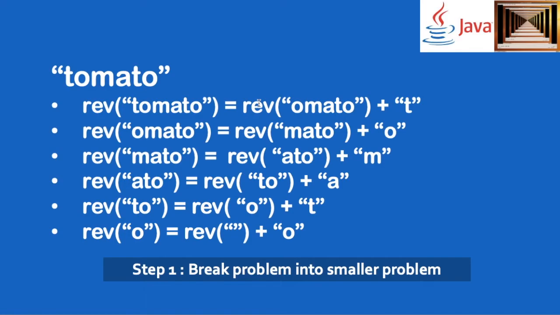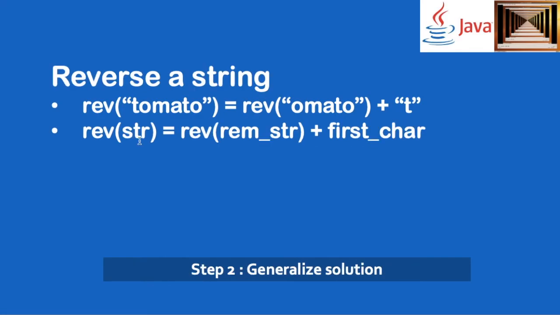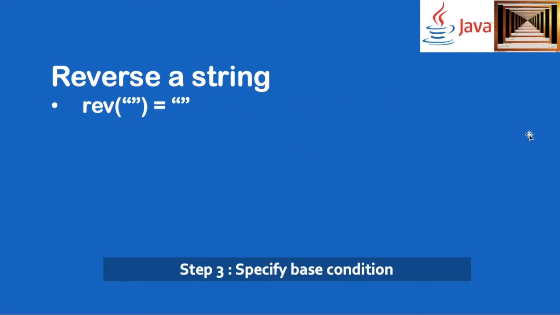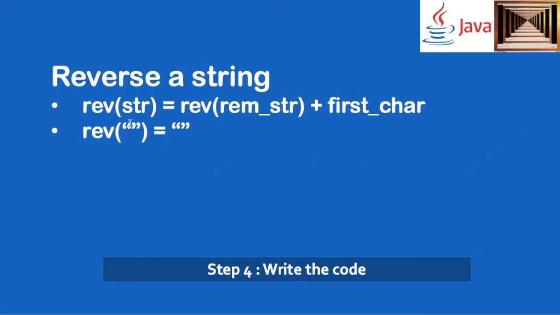So we have seen how to break this problem into a smaller problem. So reverse of tomato is reverse of omato plus t, or generalizing it, reverse of a string is reverse of the remaining string plus the first character, and this plus is, as we know, string concatenation. What's the base condition? Reverse of an empty string is obviously an empty string, so we have the base condition. So now we know these two things. Reverse of string is reverse of remaining string plus first char, and reverse of an empty string is an empty string. Given this, we can just go ahead and write the code.